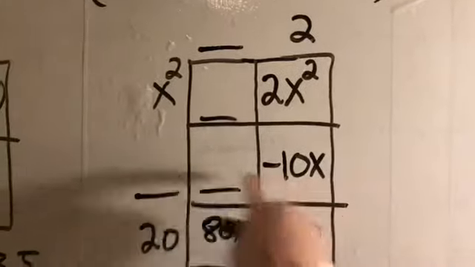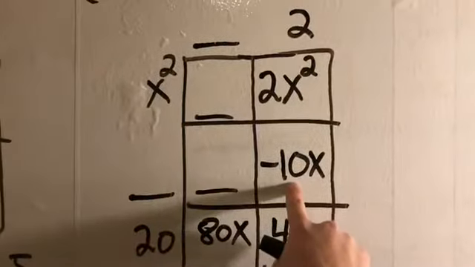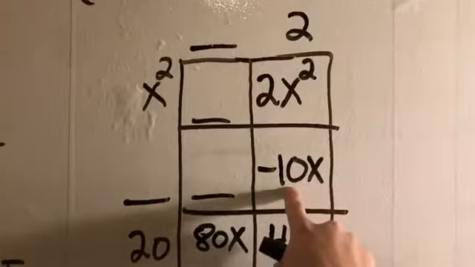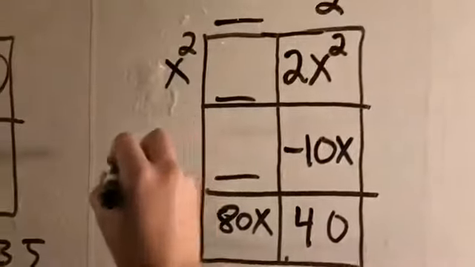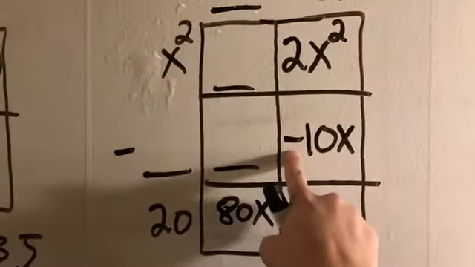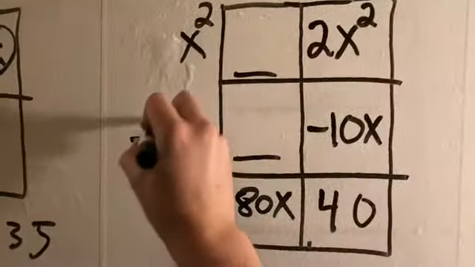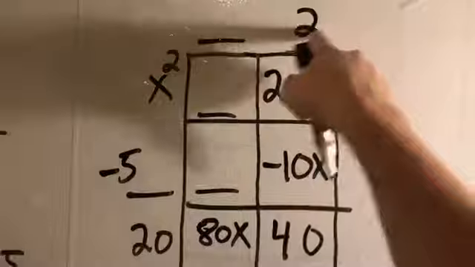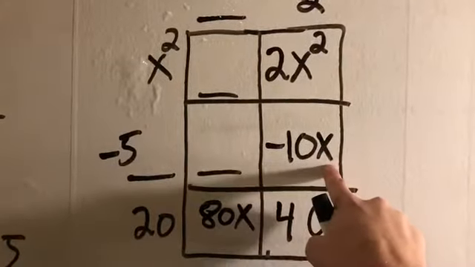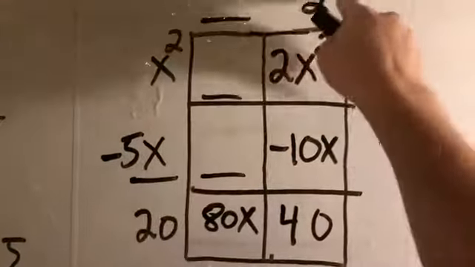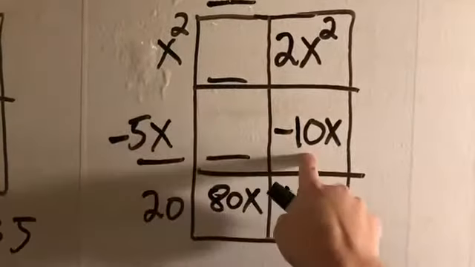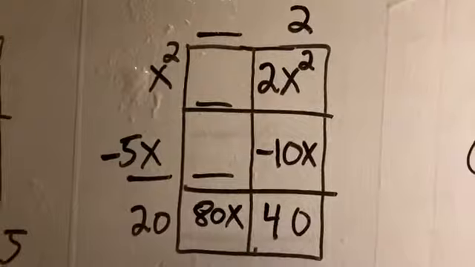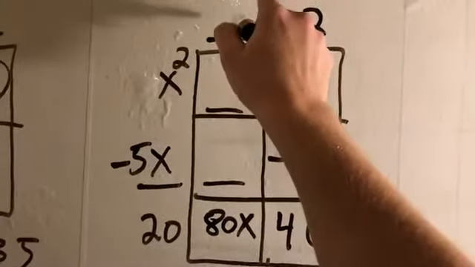So for this one, I should be able to get this side over here. 2 times what gives me negative 10x? Let's start with a negative 10 first. 2 times a negative number will get me a negative 10. 2 times that negative 5 will get me to negative 10 now. Now one of these needs an x for this to have an x, so I'll put an x there. 2 times negative 5x is negative 10x. We're good to go now.